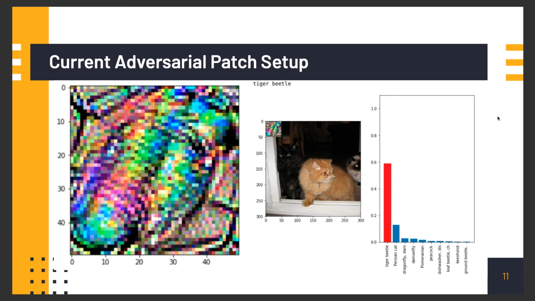Yeah, we are training by randomly sampling the patch at different locations of the image. So we are robust to that.